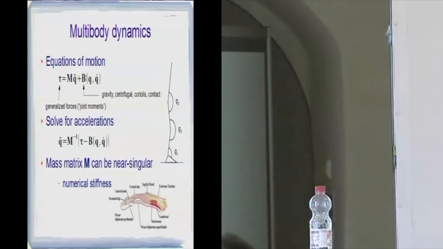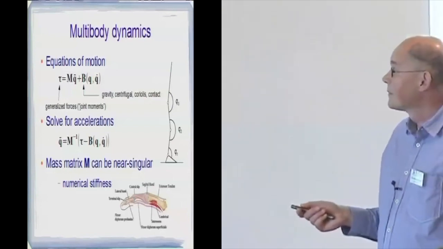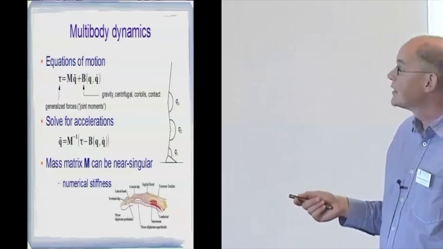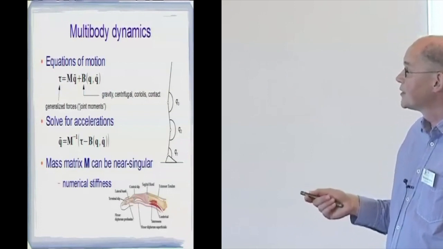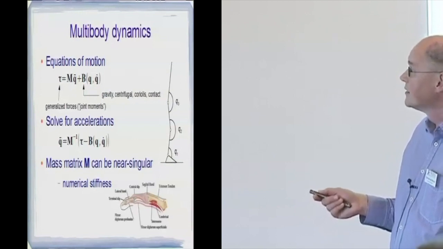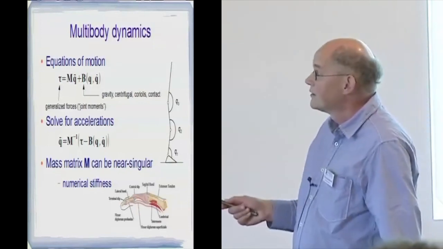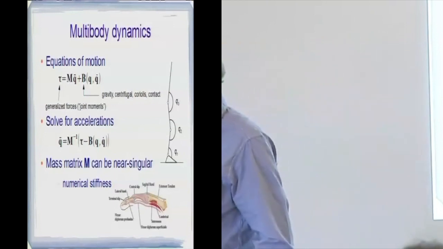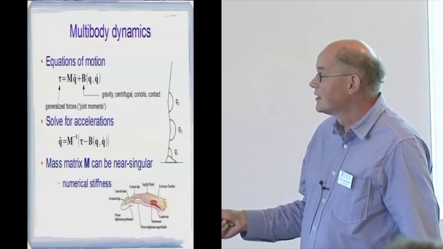The multi-body dynamics is probably something that's familiar for most of you, but I'm just going to present it very briefly. So equations of motion can be written in this form, where you have generalized forces, and you have an inertial term, and you have all the other terms that I lump in here, which are gravity and inertial effects and contact forces as well. They're all functions of the generalized coordinates and the velocities. Solve it for accelerations, you get the inverse of the mass matrix.